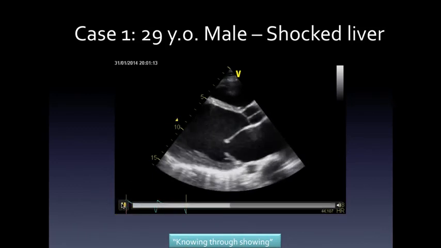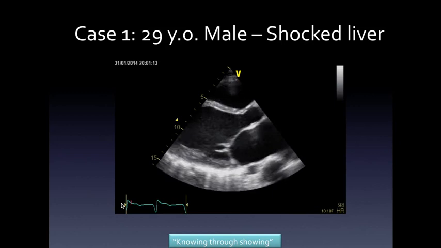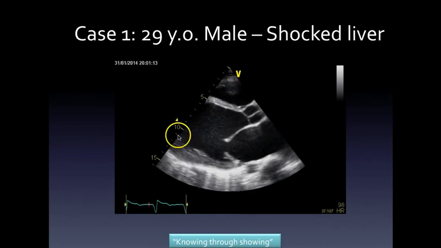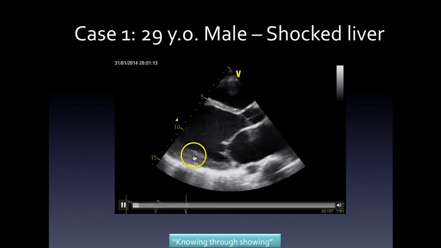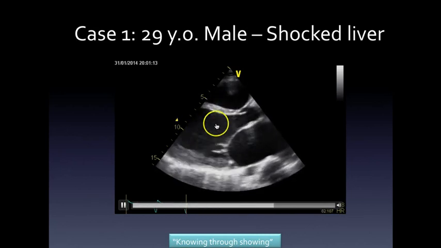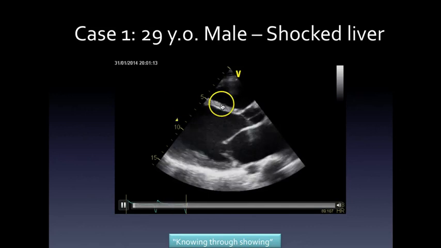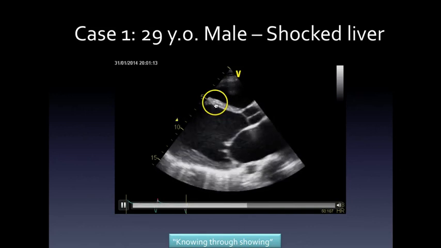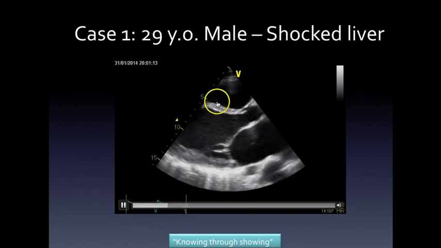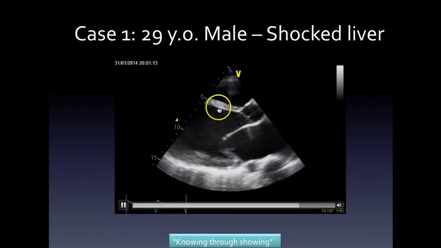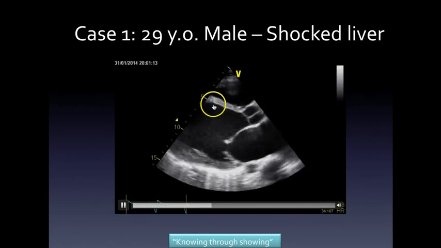And even if you haven't looked at a million echoes, this doesn't look like a happy heart, does it? So it's hypocontractile. This wall doesn't seem to be thickening. One thing that's particularly difficult in echoes is discerning what's thickening and what's moving. So if you look very carefully, this isn't really thickening all that much. Now it's moving, but it's moving because it's being pulled. It's not moving because it's thickening of its own muscle activity. So that's the first view.